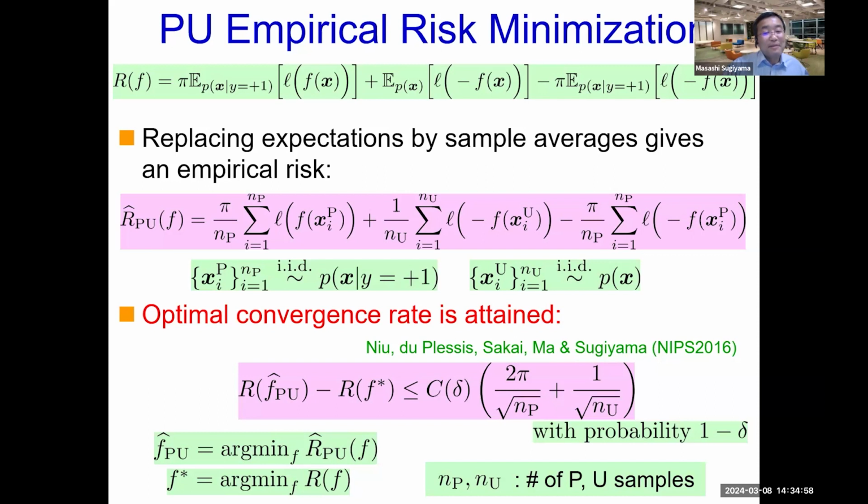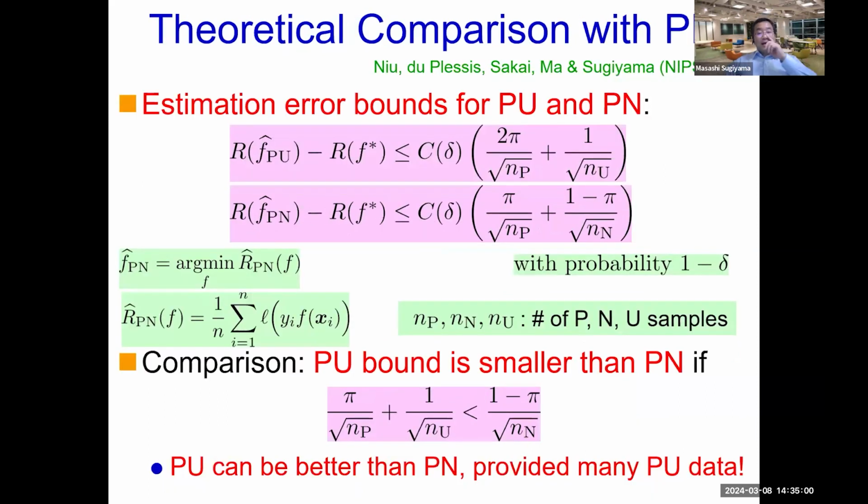Okay, the problem was almost solved. And here's one comparison with standard supervised learning, PN learning. We can actually obtain a similar estimation error bound for PN learning, supervised learning. Then we really have very similar expressions like this, and we have a common constant C delta. Then we can compare these two coefficients here.